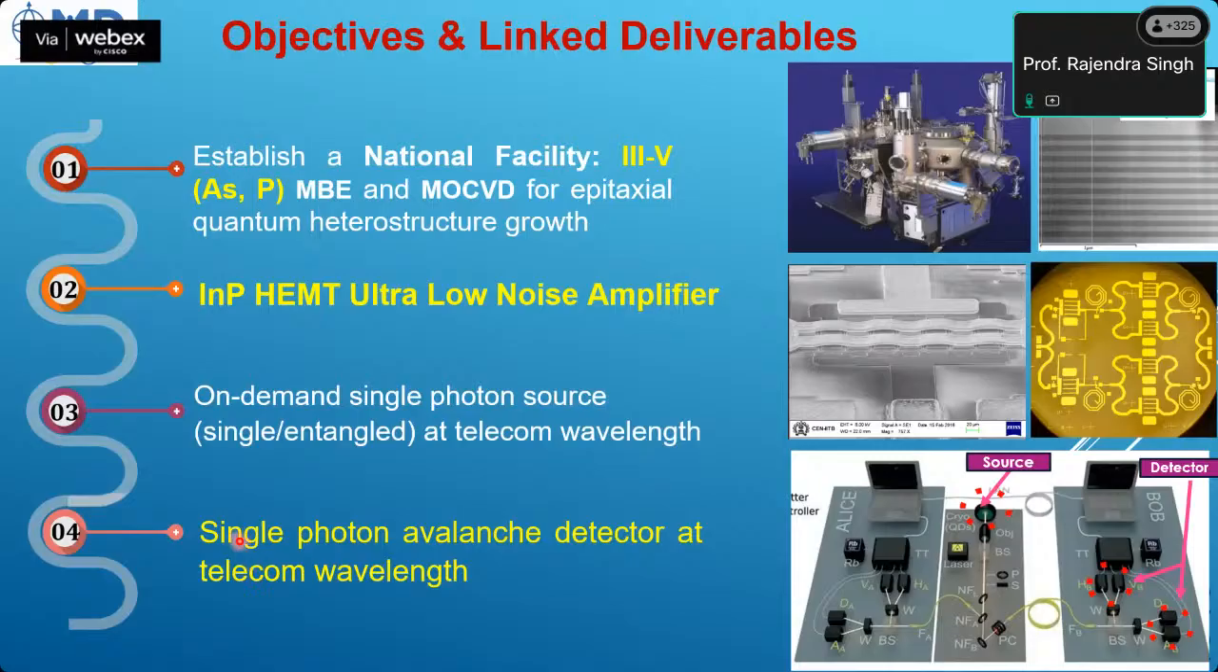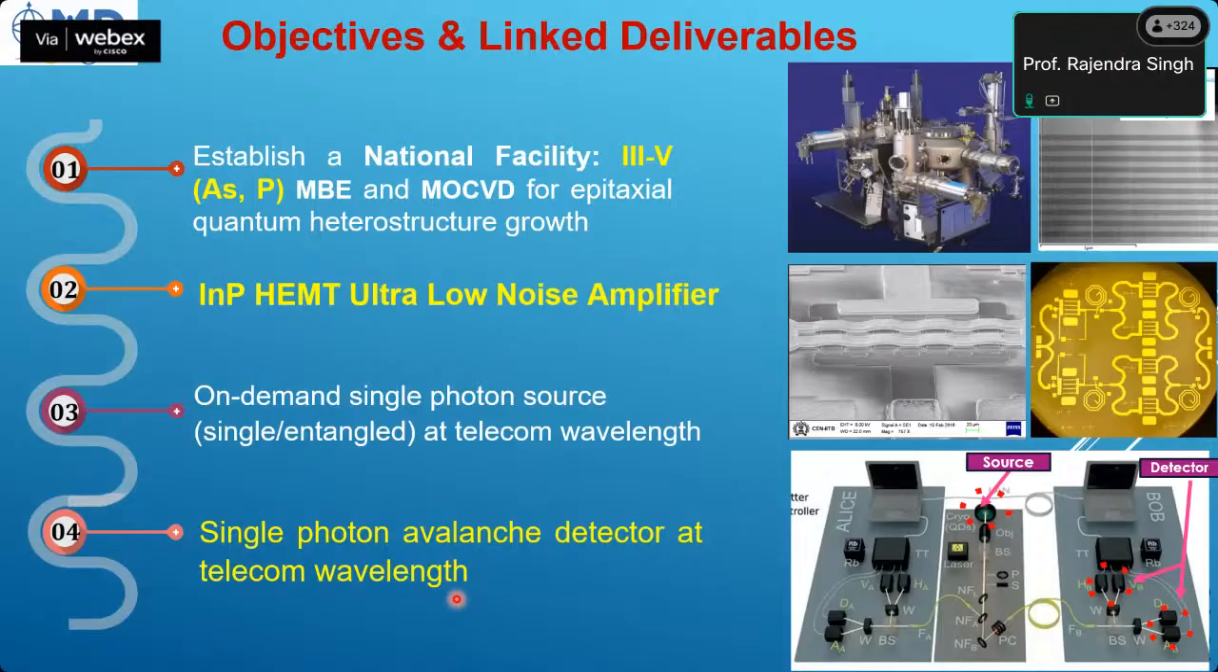Another important thing is, if you have a single photon source, then you also need a single photon avalanche detector at telecom wavelength, and this will also be developed based upon the same material system. Indium phosphide and gallium arsenide material systems we will be developing. So we require material. The material is a 3-5 compound semiconductor, and then we have 3 devices, and these 3 devices we will be developing.